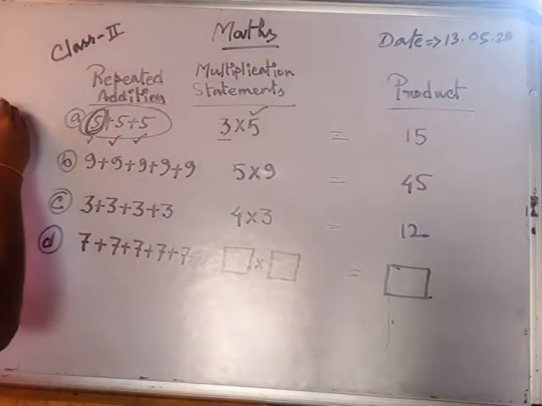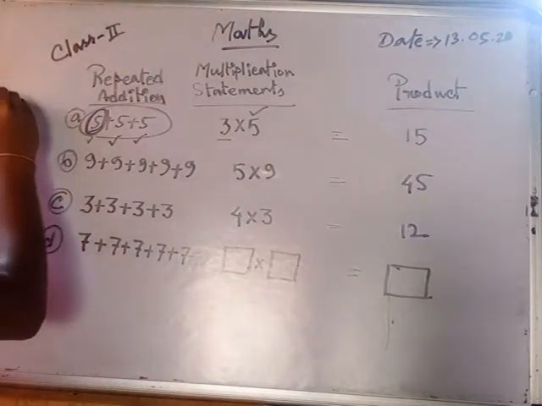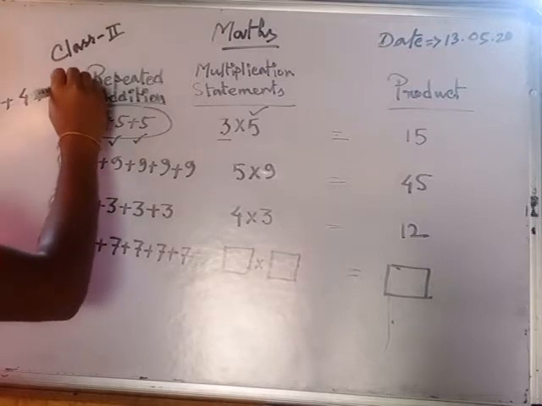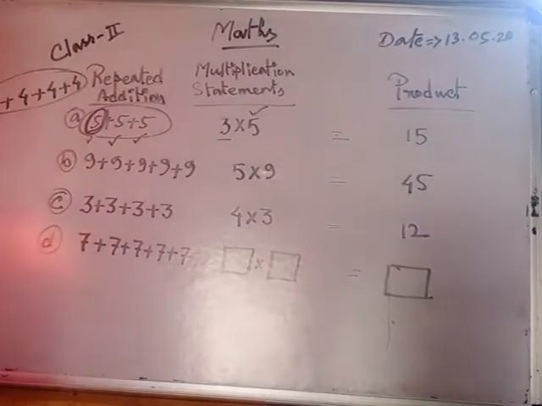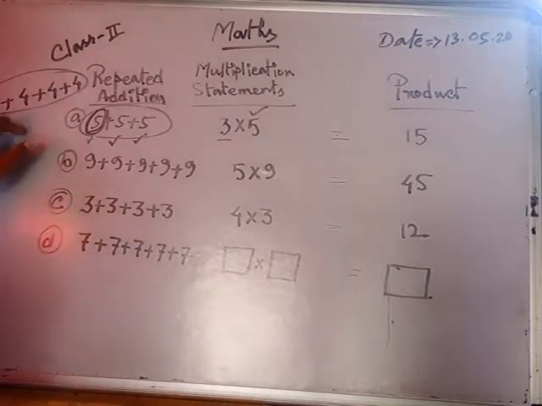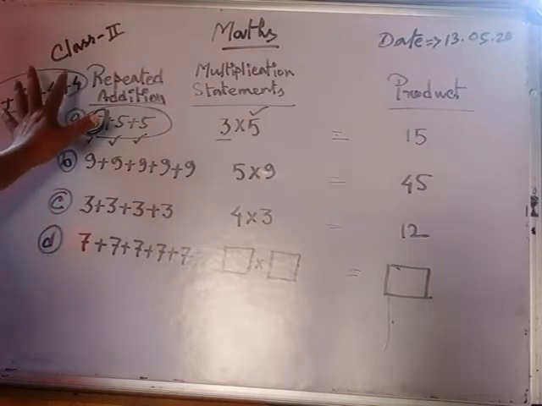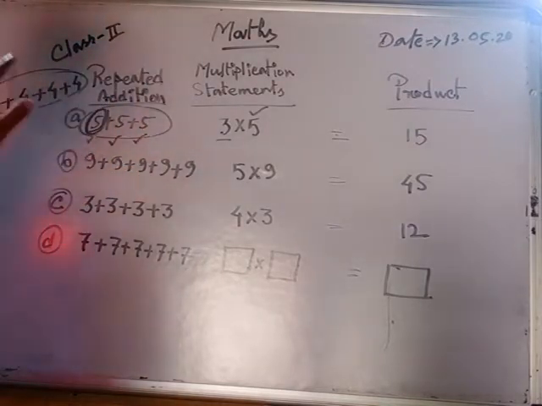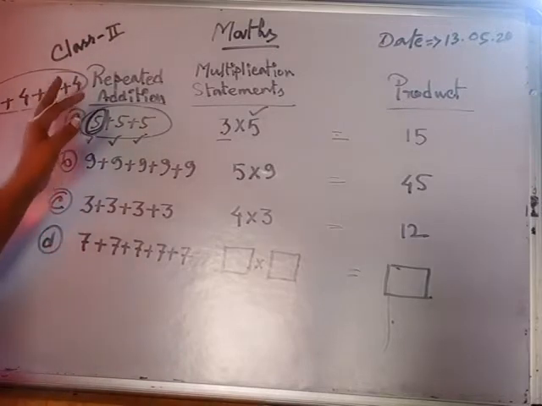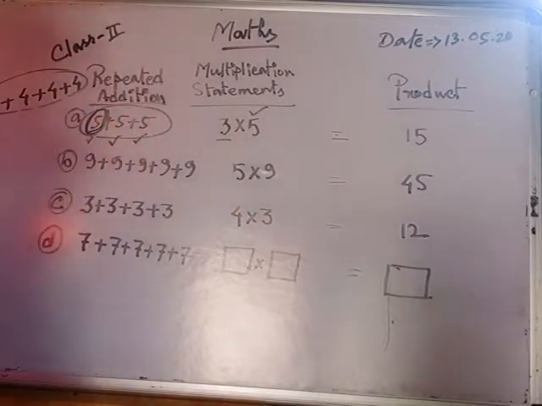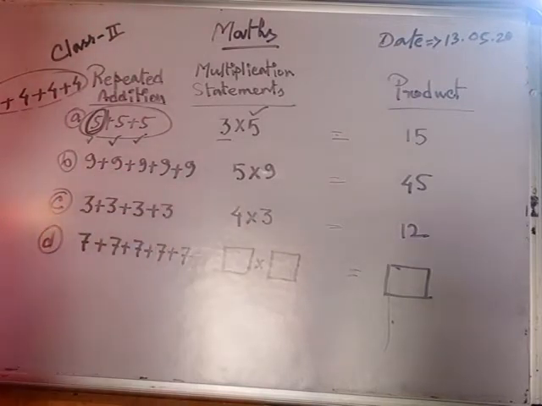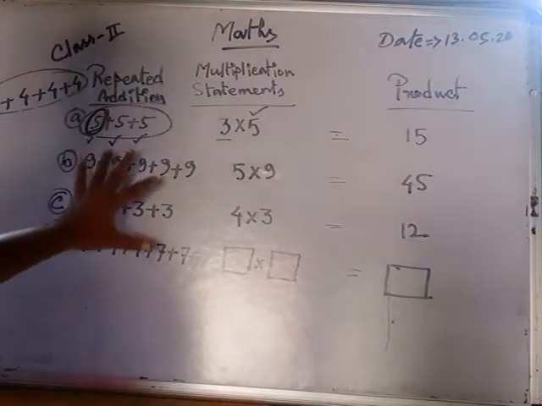You will add the number. Suppose it is 4. You will add the number 4 again and again. If you add the same number 4 every time, that is called repeated addition. You will add the same number repeatedly, that is called repeated addition. That means you add the number with the same number, that is called repeated addition.